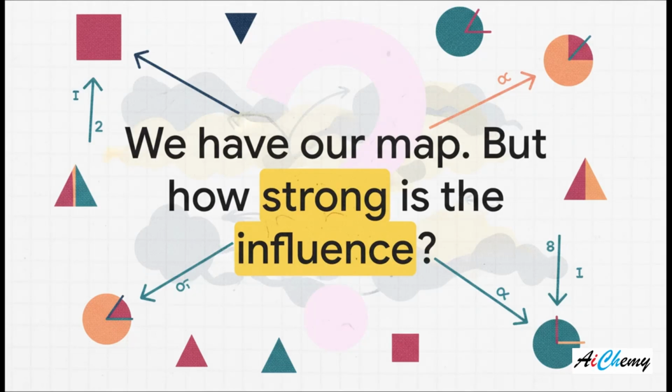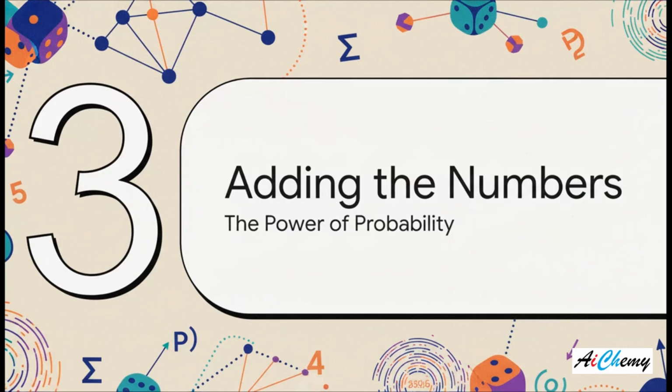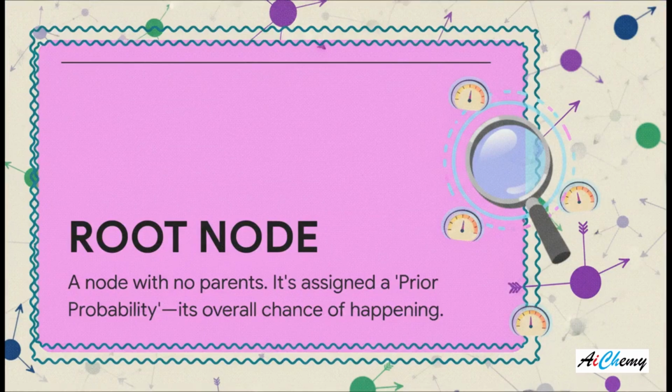All right, so we've got our map, we know what influences what, but that's only half the picture, isn't it? A cold can cause sneezing, but how likely is it? How strong is that connection, really? And this is where things get really cool. This is where we add the numbers, where we bring in the magic of probability to turn this simple drawing into a full-blown reasoning engine. First things first, we have to start somewhere.